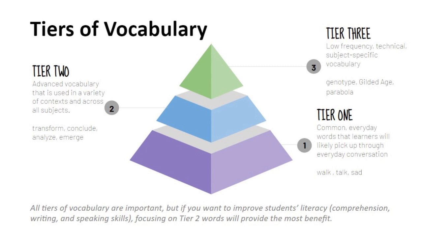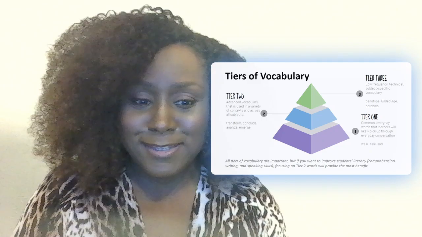So words like transform, conclude, analyze, those are the words that students might see on the test and they actually struggle there. Now, if you're a content area teacher, you're of course going to also teach a lot of tier 3 words. But as I said, if you want to improve that comprehension, reading, writing, speaking, then you're going to be focused on tier 2 vocabulary words.